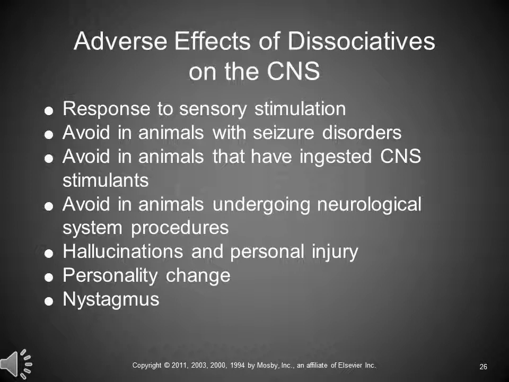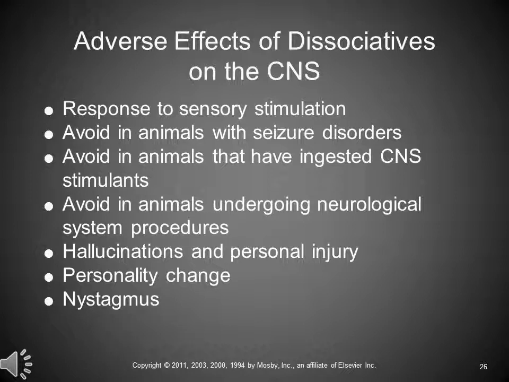We need to avoid any of these drugs in animals with a history of seizure disorders because they will promote seizuring. We need to avoid in animals that have ingested any kind of CNS stimulants. You really don't want a cat on cocaine getting ketamine. It is not going to be pretty at all. We want to avoid animals that are undergoing any kind of neurological system procedures. All it does is it messes up the CNS. You're going to have absolutely no validity to any kind of neurological procedure.